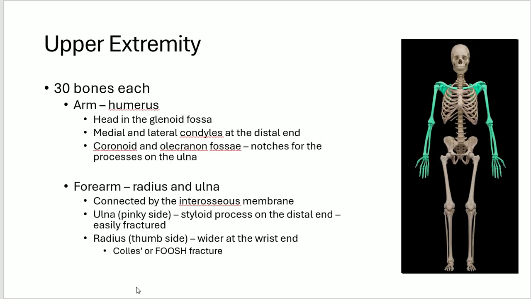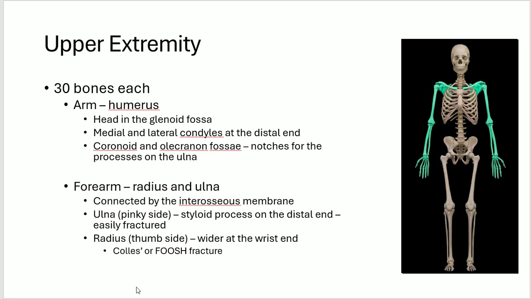So the wrist end, the distal end, styloid process is actually a common fracture point in people. The radius is actually wider at the wrist end. Remember, radius is the thumb side, the bone on the thumb side. And that wider part at the wrist end is also a common place for a fracture to happen.